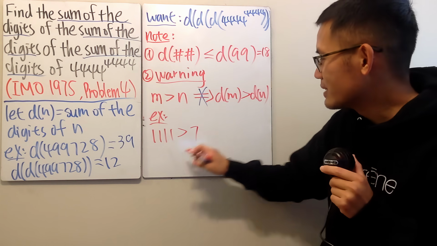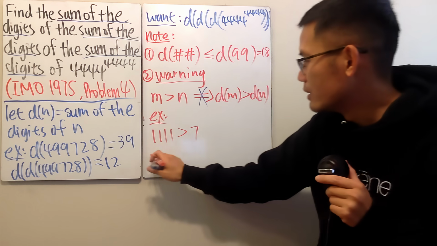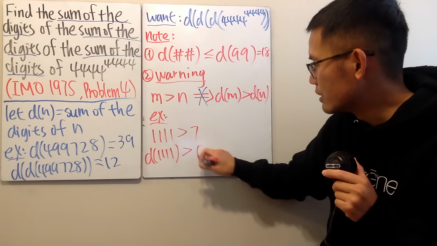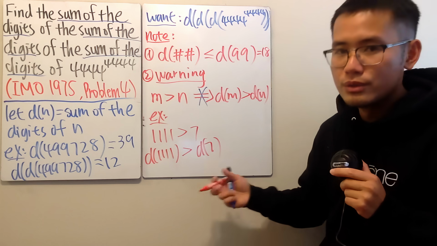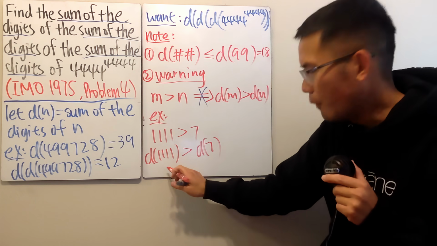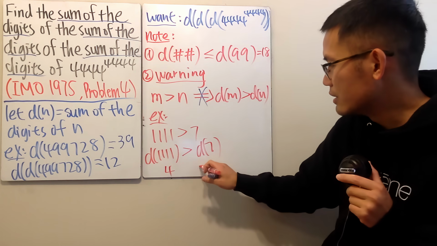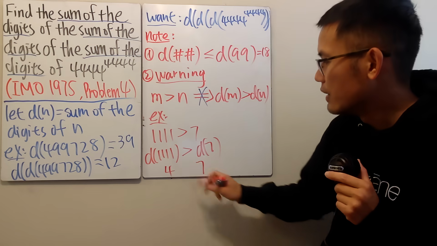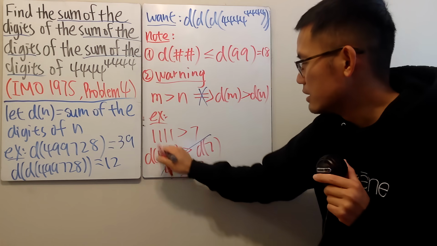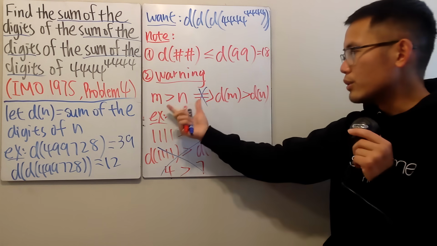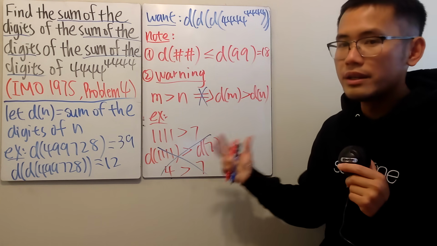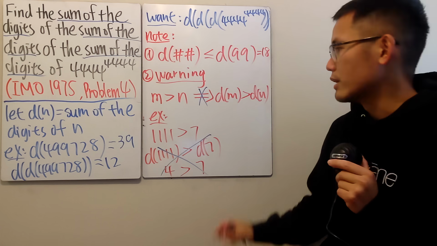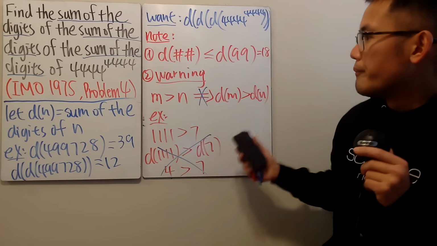But if you look at the digit sum of 1111, is this bigger than the digit sum of 7? Well, no, because this right here is 4, and this right here is 7. The digit sum of a single digit is just the digit itself. So as you can see, this is not true. You have to pay attention to the inequality carefully. Of course, it could be true, but it's not always true. So we have to do it really carefully.